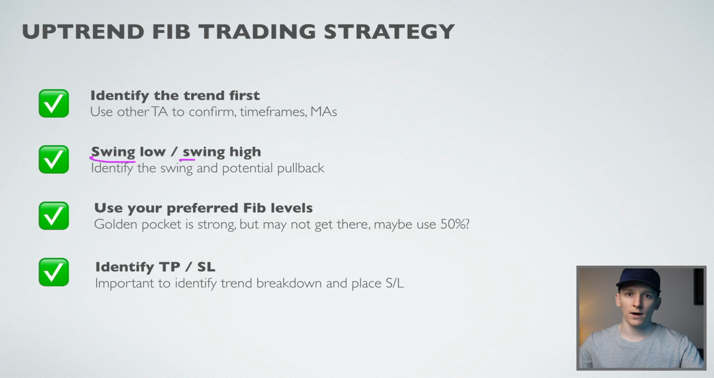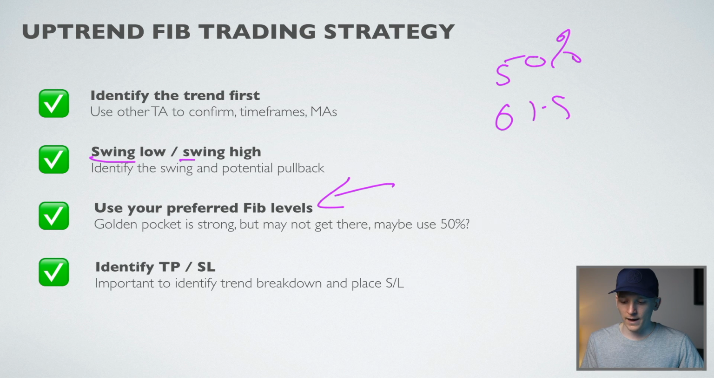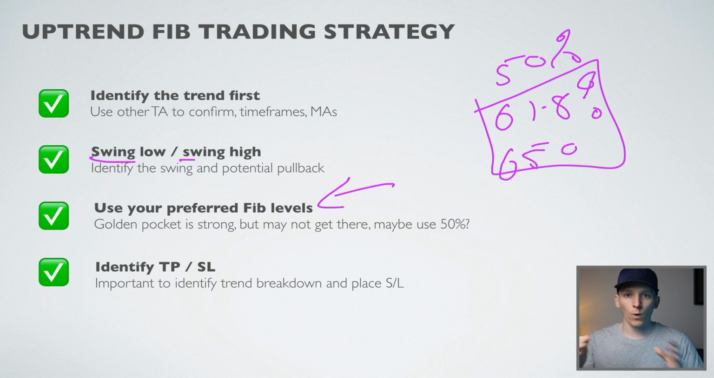So that's what we want now, right? So you've put that on and you said, right, where are we going to place the trade now? Where can the price get to? Now we want to get the preferred fib levels. Do you want the 50? Do you want the 61.8? Or do you want the golden pocket? Is that what you want? Where do you want to trade?